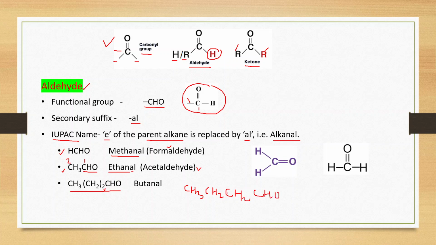Okay. So 4 carbon atoms, CHO, aldehyde functional group. That's why its name is butanal. This methanal, structurally it can also be written like this or this.